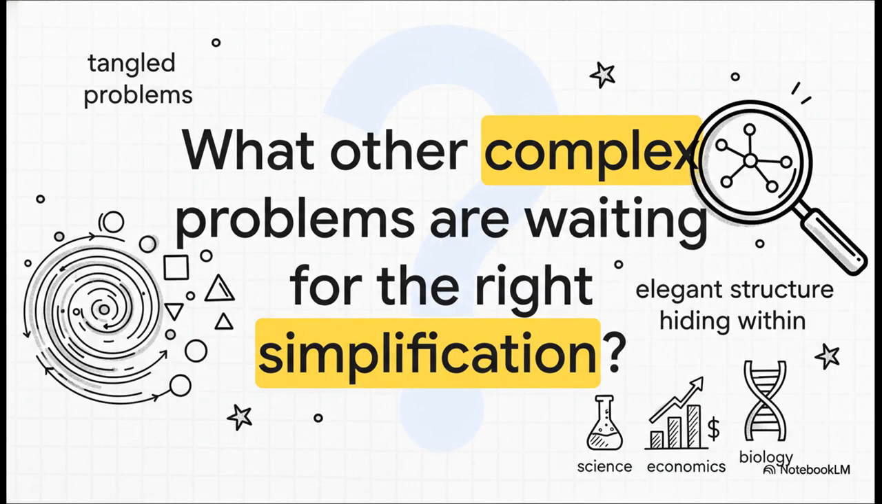And all of this leaves you with a really fascinating thought, doesn't it? The Buckingham Pi Theorem shows us that even the most tangled, complicated-looking problems can have a simple, elegant structure hiding just beneath the surface. It really makes you wonder, what other complex problems out there in science, in economics, maybe even in biology, are just waiting for someone to come along and find the right dimensionless groups to unlock their secrets? Something to think about.